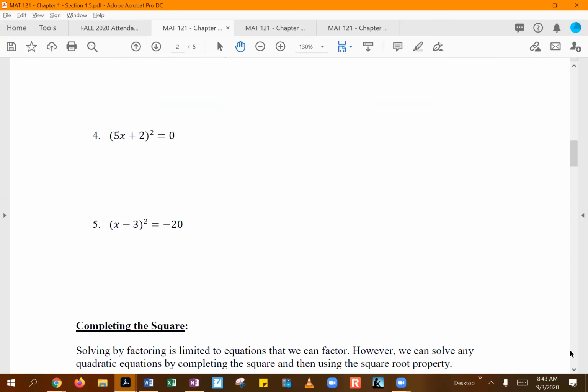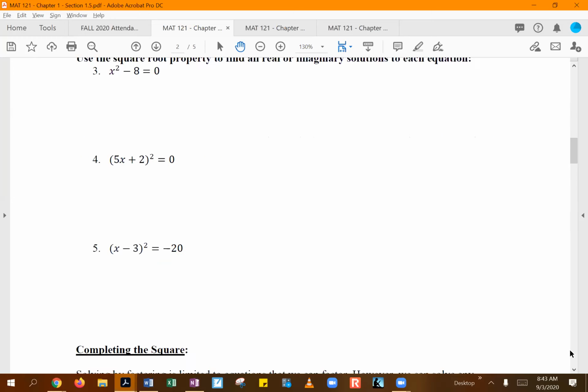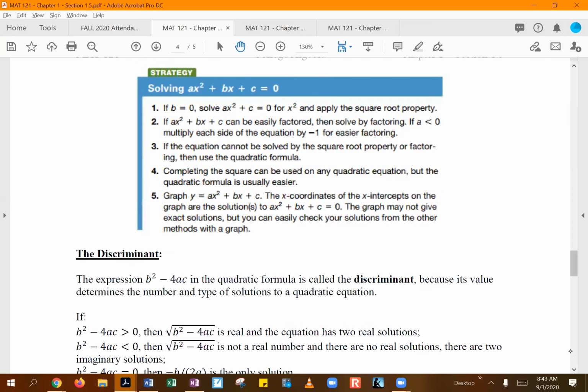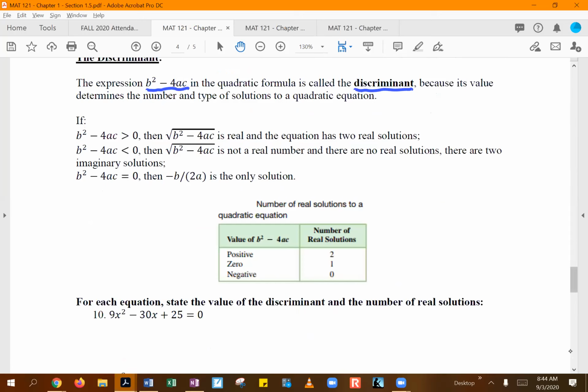So, just like when we were doing our square root property over here, and they told us if you had a positive k, you had 2 real solutions, negative k, 2 imaginary. If it's 0, then you have only 1 solution. In that same way, that value inside of the square root can actually tell us what kind of a solution our equation will have. So that b squared minus 4ac part is what we call the discriminant. And based on the value of the discriminant, we will know what type of solutions our equation will have.